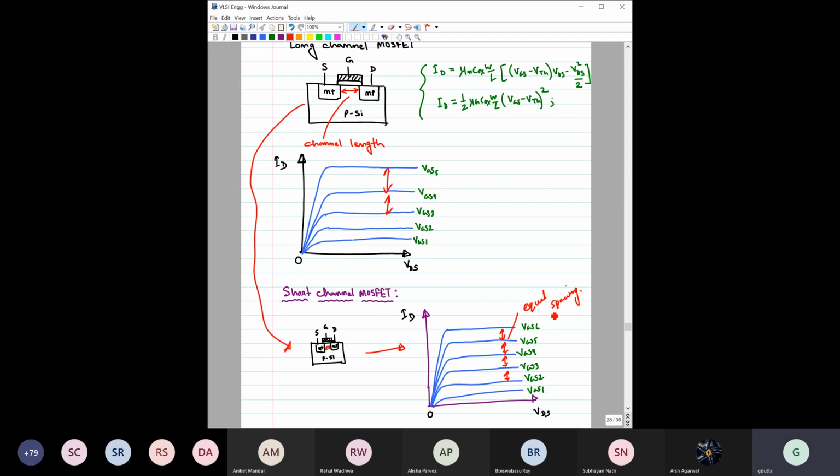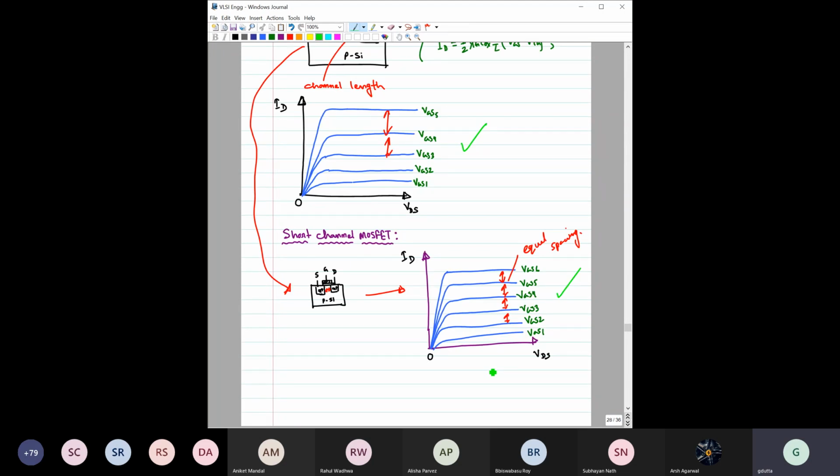So if someone shows you one ID-VD characteristic and another ID-VD characteristic, and just by showing these two, you have to identify which one is the long channel and which one is the short channel, then you should be able to tell from the spacing, the gap between these lines. So this is the basic difference in ID-VDS characteristics.